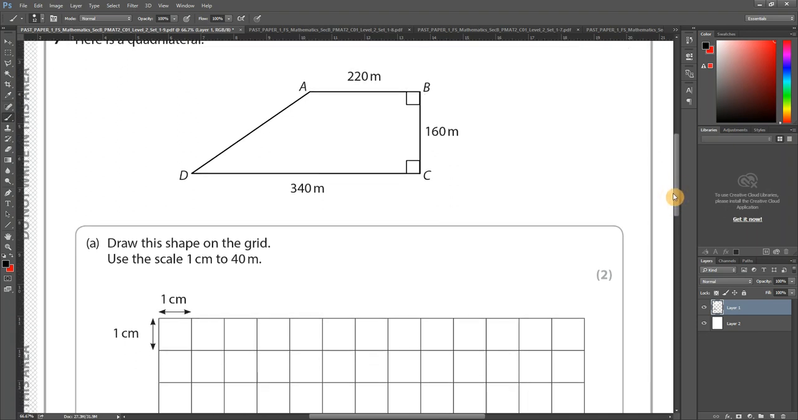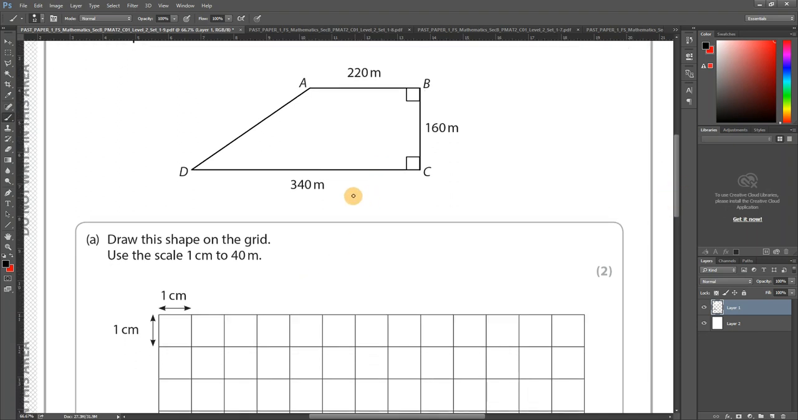So to scale it back, to find out how many squares we need for each one, we're going to have to divide these by 40. Yeah, let's do that on the calculator. So 340 divided by 40 is 8.5, so that's 8.5. I'm going to call them centimeters. You could call them squares if you wanted to. So basically 8.5 of these squares or centimeters.